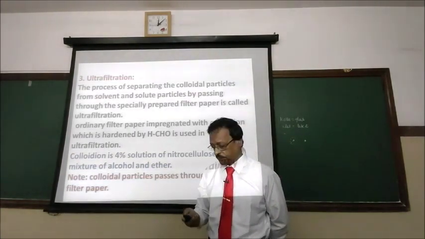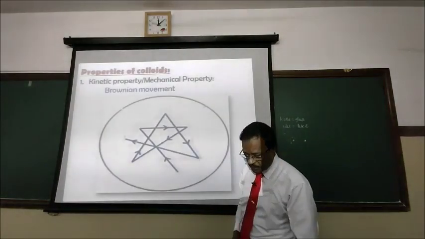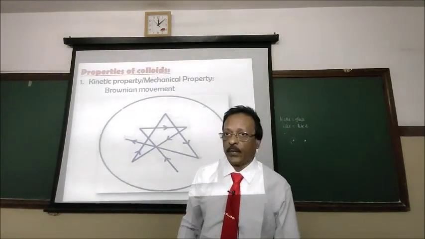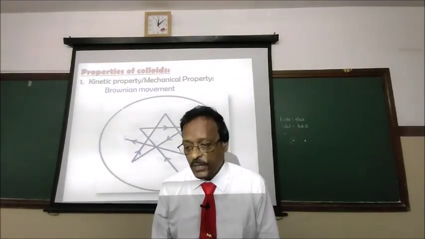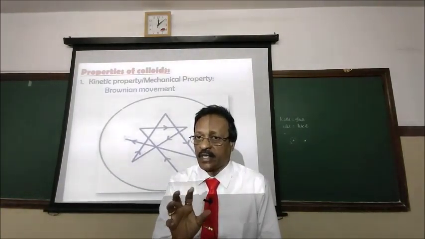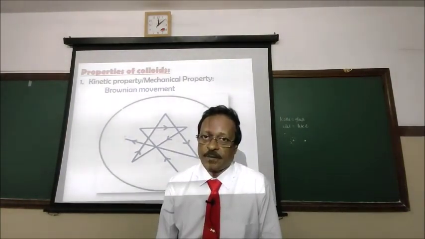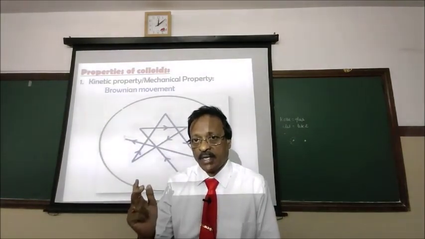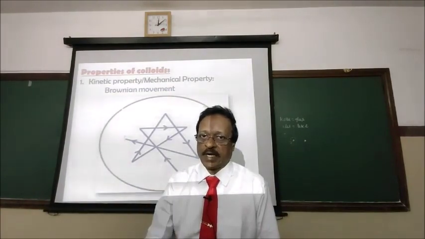Okay, friends. Now, the most important study in this chapter is the properties of colloids. The colloidal particles have a particular dimension, 10 power minus 6 to minus 9 meter. Then what are the special properties shown by these colloidal particles? One is the kinetic property, another is the optical property, and the third is the electrical property.